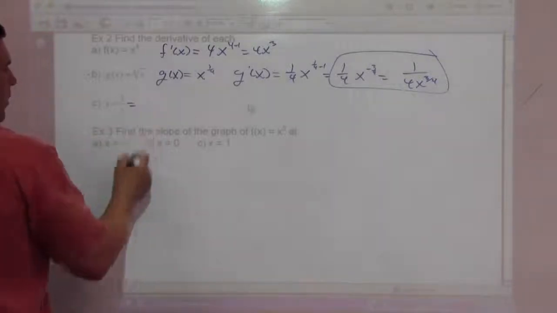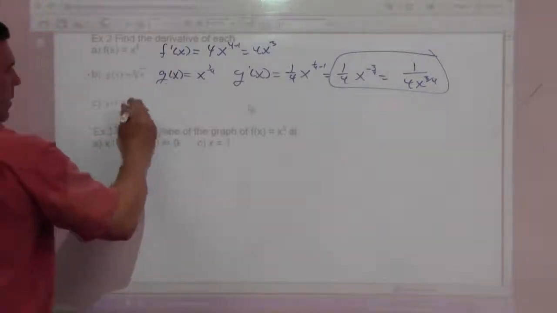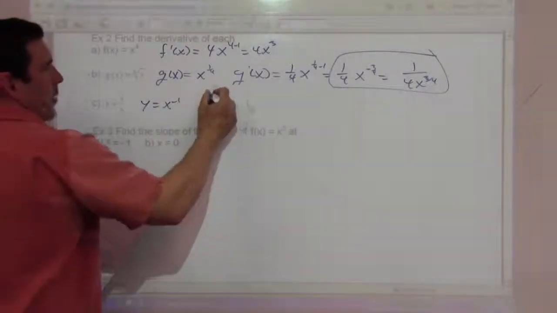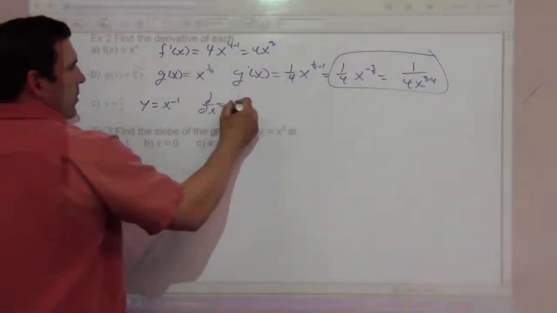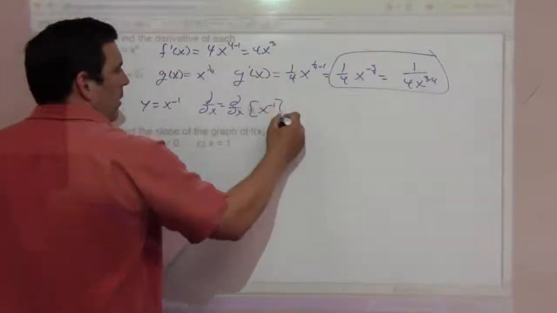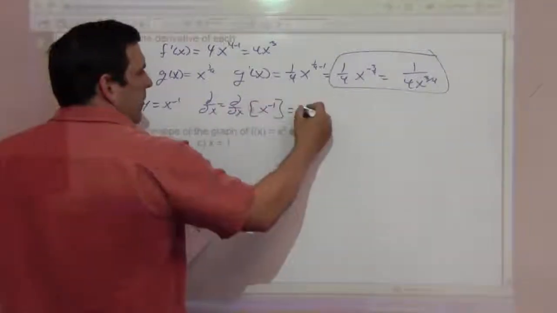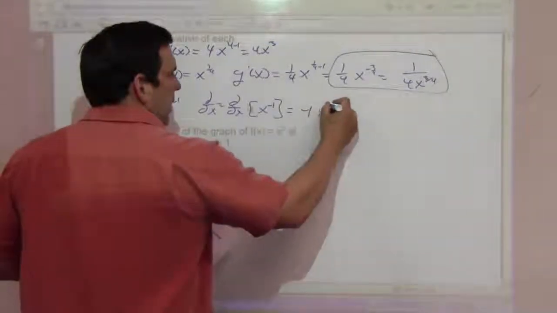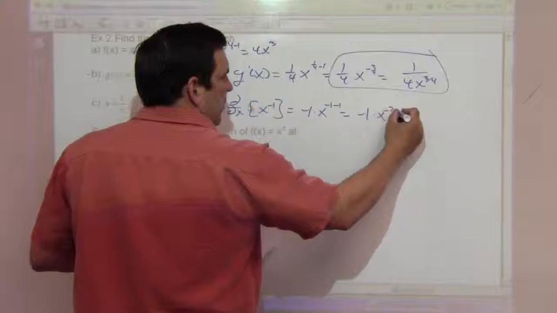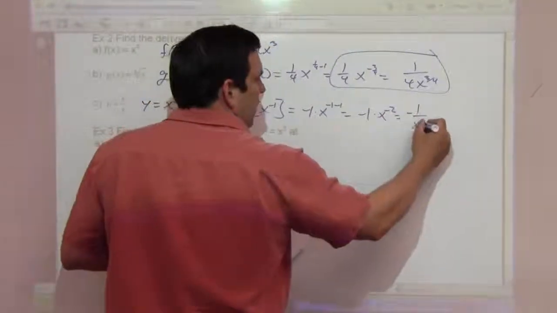And then y equals 1 over x. This is like saying y equals x to the negative 1. So our dy dx is going to be the derivative with respect to x of x to the negative 1. That power comes out front. Negative 1 times x to the negative 1 minus 1. Negative 1 times x to the negative 2, or negative 1 over x squared.